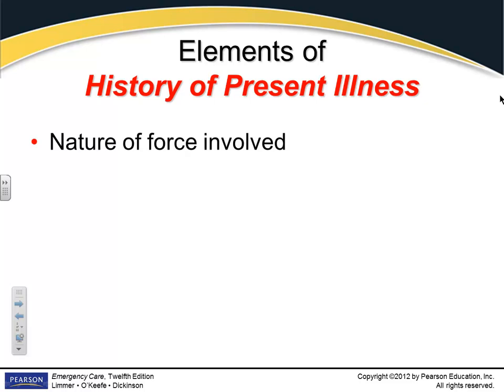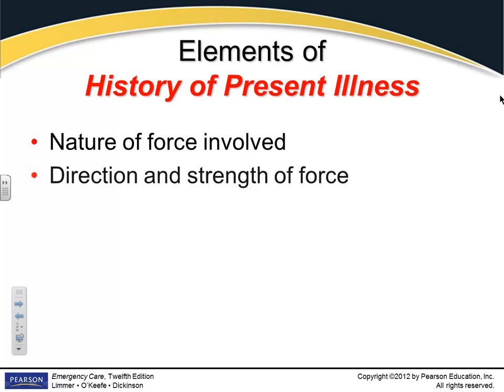With trauma, we're looking at the nature of the force, what caused the injury. If it was an ejection, if you fell off a ladder, that sort of thing. Whatever the force was that caused the injury, the direction or the strength of the force. Remember we talked about that: if you hit a tree and they're ejected, if they just fell out the window versus if they were thrown 50 or 75 feet, then you may have a more significant mechanism of injury here.